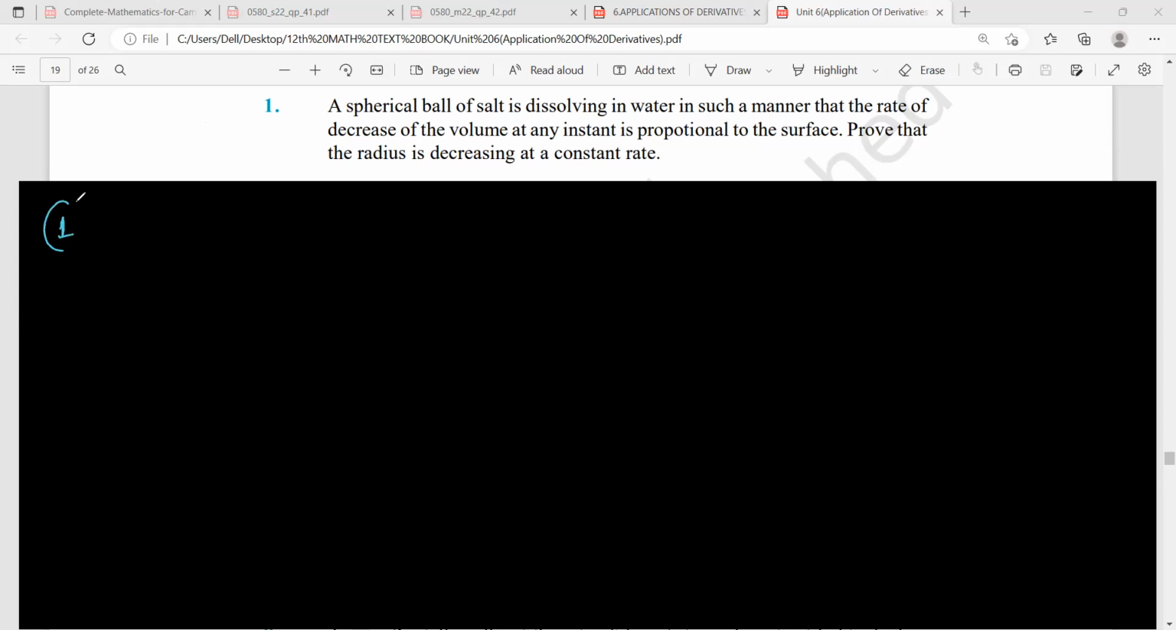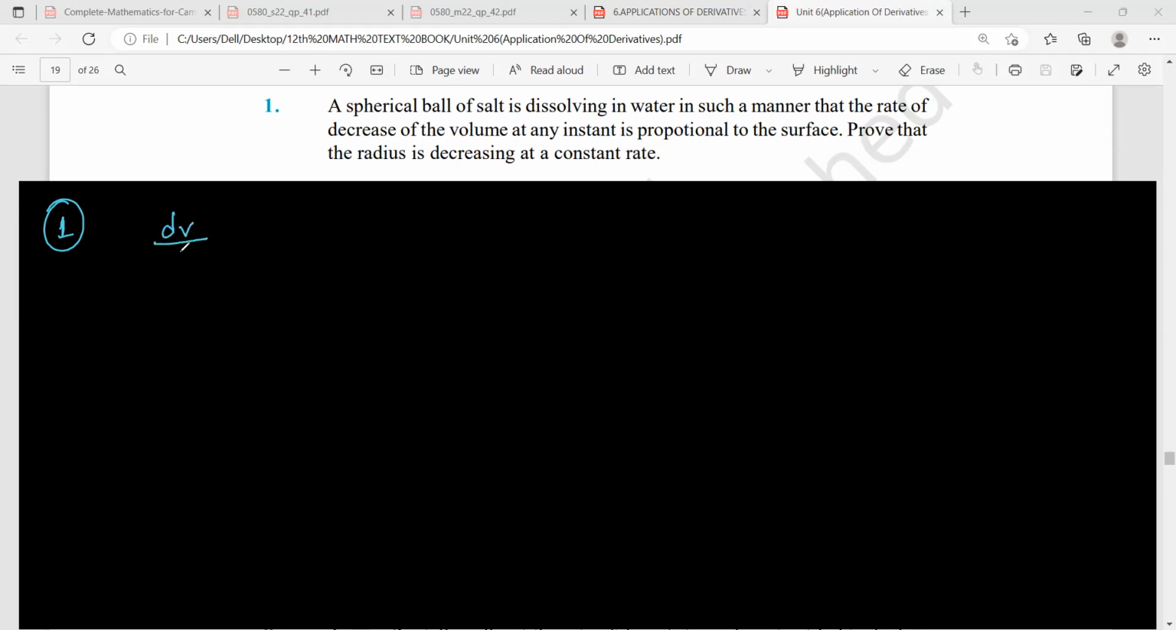A spherical ball of salt is dissolving in water in such a manner that the rate of decrease of the volume at any instant is proportional to the surface. Prove that the radius is decreasing at a constant rate. That's what we should do. Spherical ball of salt is dissolving in water in such a manner that the rate of decrease of the volume. Dissolving means what? Decreasing of the volume. Rate of decreasing.